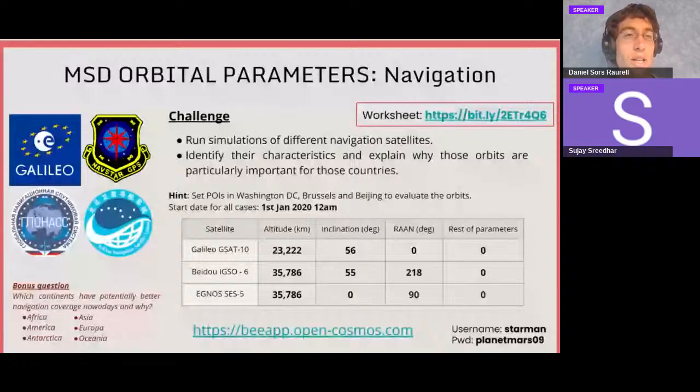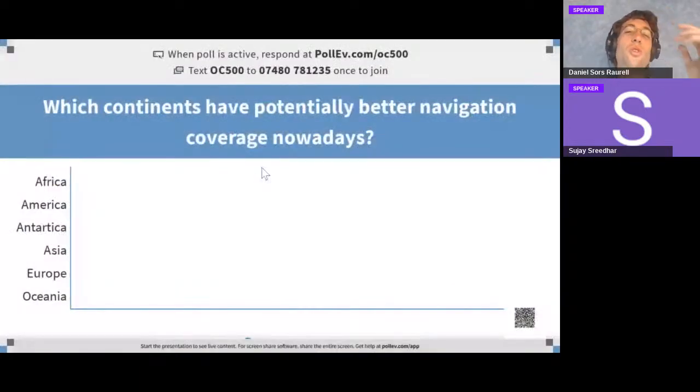Perfect. So I see that you have the worksheet link there. So I'm going to make the poll slide. Even if you haven't managed to run all the simulations, try to do this exercise and answer them just by going by your instinct.